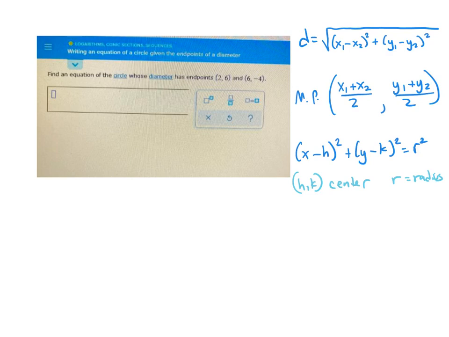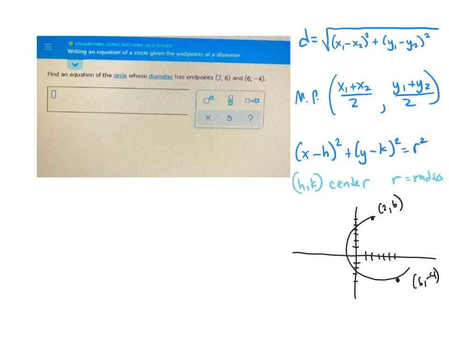Now, that's a lot of formulas to do one problem, and here's the general reason why we need them. We have a coordinate plane, and we have one point at (2, 6) right here, and one point at (6, -4), somewhere right there. What I want to do is find the equation of a circle that goes through those points, something like that. Well, the diameter is this segment right here.